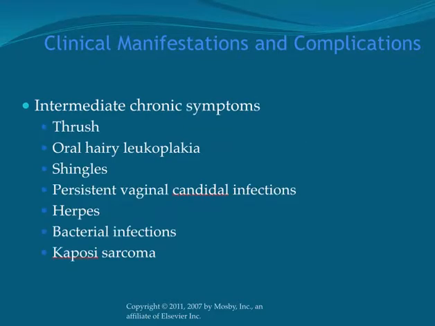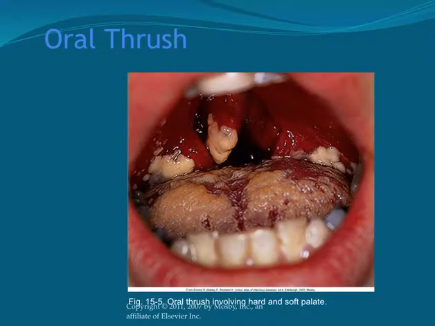So some symptoms: thrush, which is oral candidiasis infection, and we usually would treat that with nystatin, which can be taken as a liquid, swished in the mouth for a few minutes, and then you can either spit it out or swallow it. You also can see oral hairy leukoplakia, shingles, persistent yeast infections in the vaginal canal, herpes, bacterial infections, or Kaposi Sarcoma, which you can read about in your textbook. And I've got some pictures. So this is a picture of oral thrush.